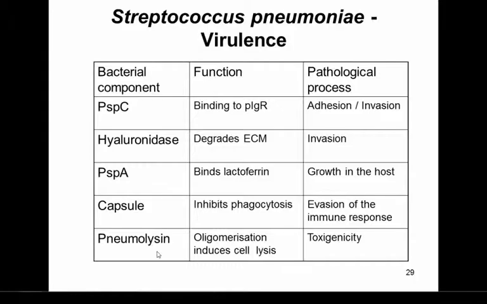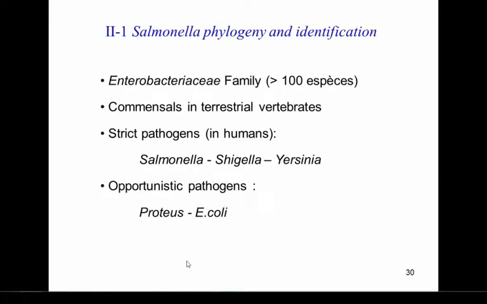Now you might wonder, why don't the bacteria just lyse themselves with this protein? In fact, its oligomerization is induced by binding to cholesterol. Cholesterol is specific for eukaryotic cells. Bacteria don't have any cholesterol. So this toxin is specific for lysing the host cells. Okay, so those are the different virulence factors in Streptococcus pneumoniae.